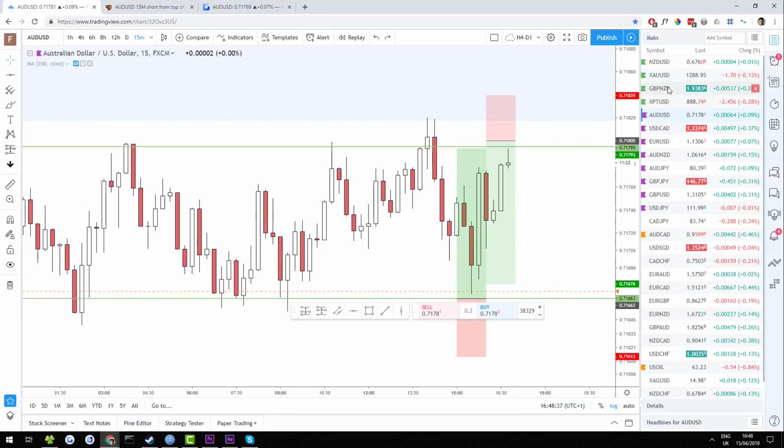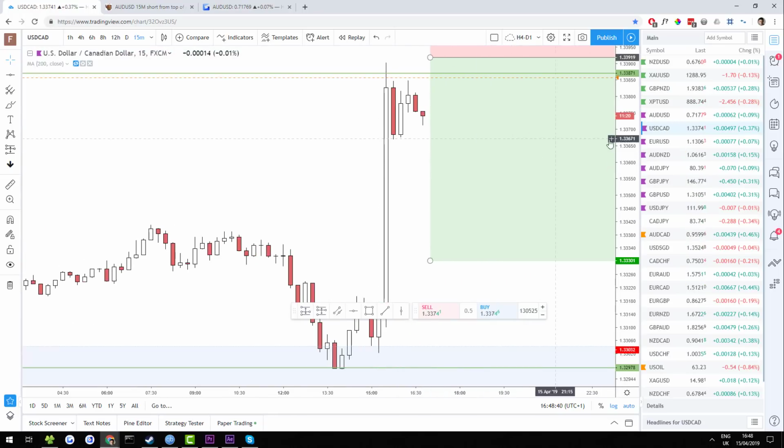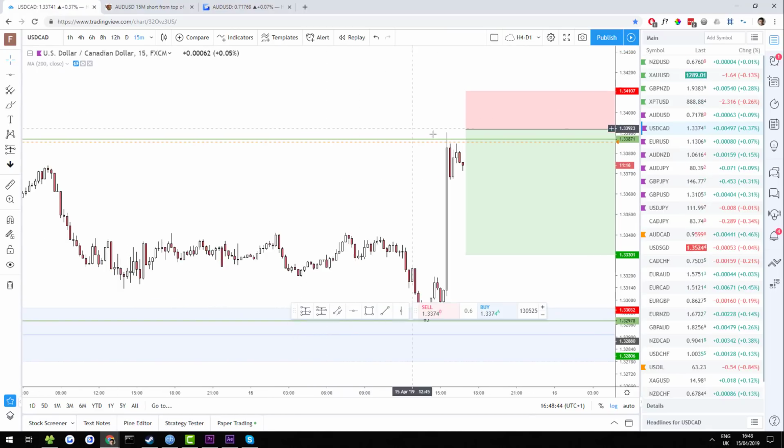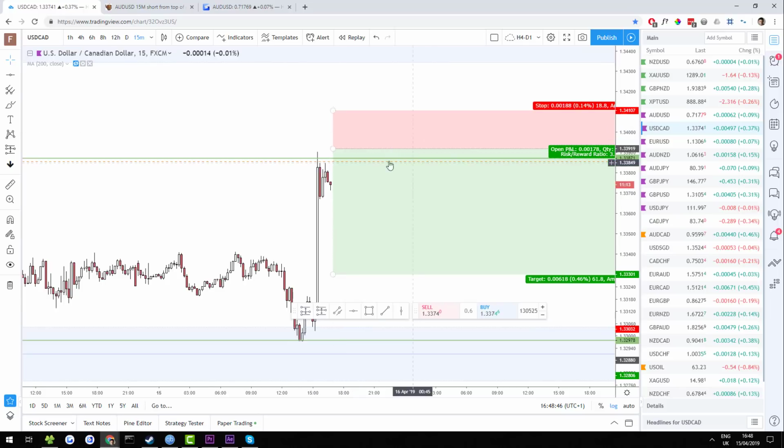Just going to update as it progresses. USD CAD, not quite pushing up to my entry level. So I'm going to just keep an eye on this one, keep that alarm there, and see how this one goes.